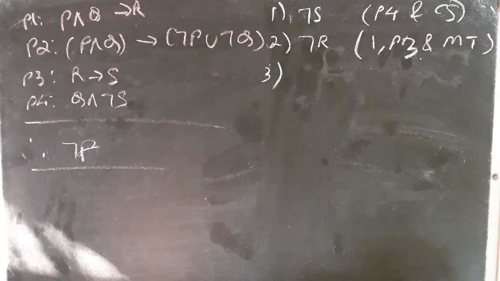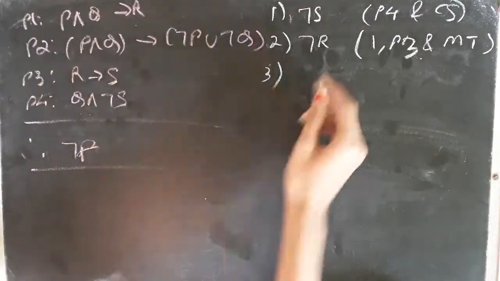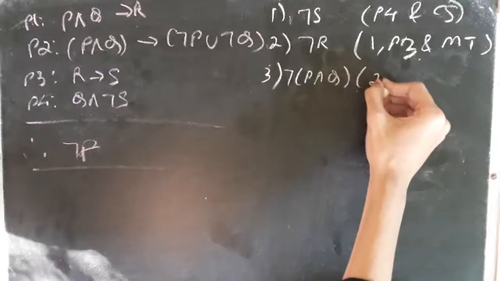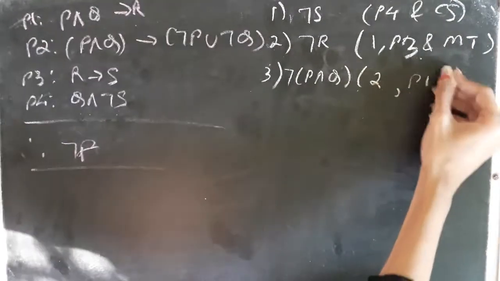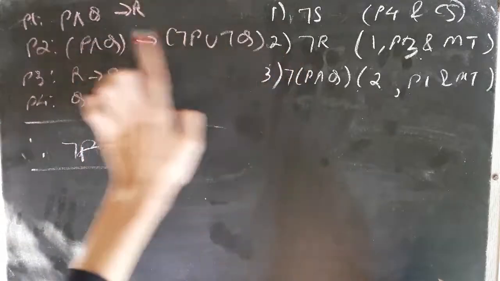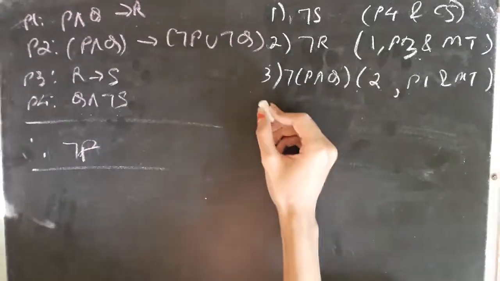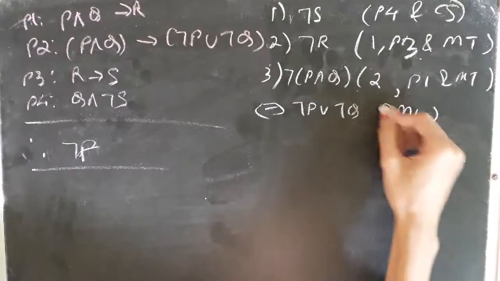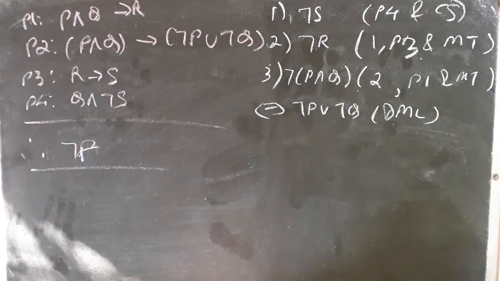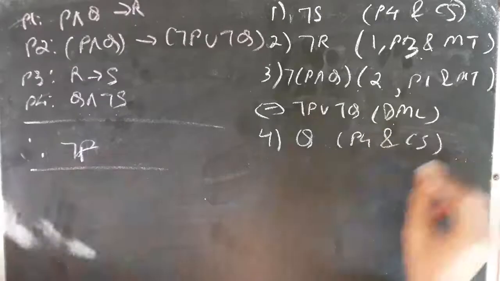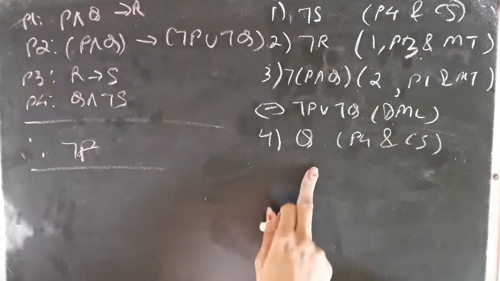Now, what is the third step? In the third step, we get negation of P and Q. How are we getting this? We are making use of step 2, P1 and Modus Tollens, right? P and Q implies R, negation of R, therefore negation of P and Q. Now we can apply De Morgan's law here and get negation of P or negation of Q, right? Now, what else can we do here? You see, we also get Q from P4 and conjunctive simplification, right? We use conjunctive simplification here and get Q.